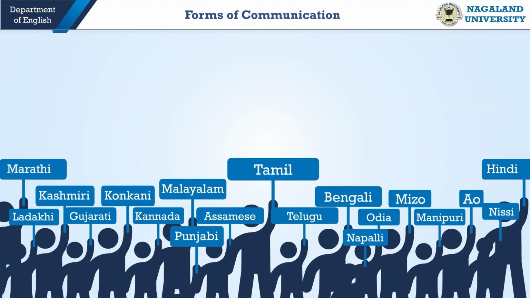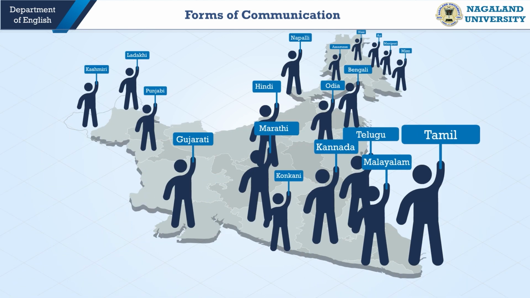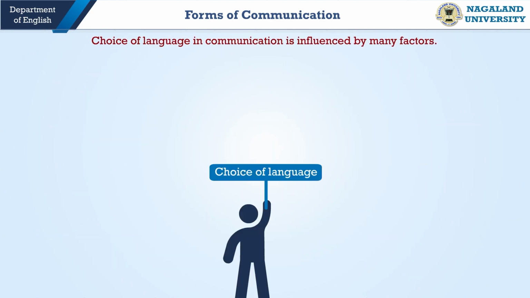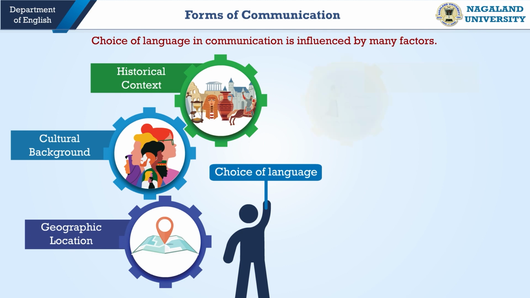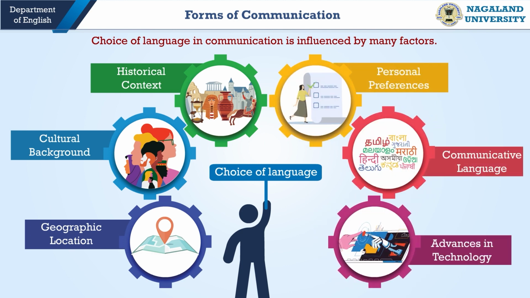Let's first talk about the factors that influence choice in language. People use different languages to communicate, which have their own unique vocabulary, grammar, syntax, and cultural nuances. Their choice of language in communication is influenced by many factors, including geographic location, cultural background, historical context, personal preferences, communicative language, and advances in technology.